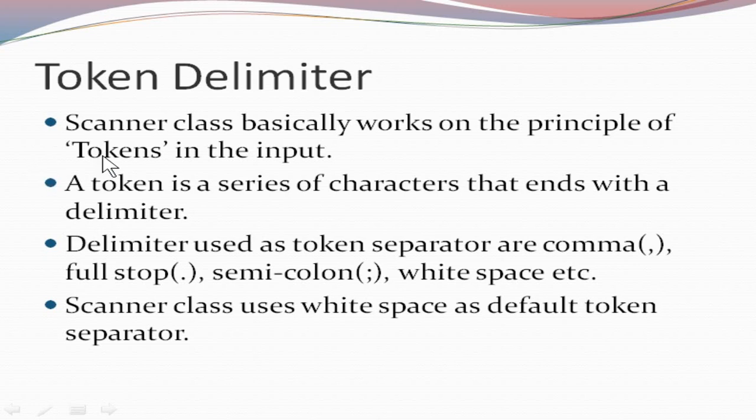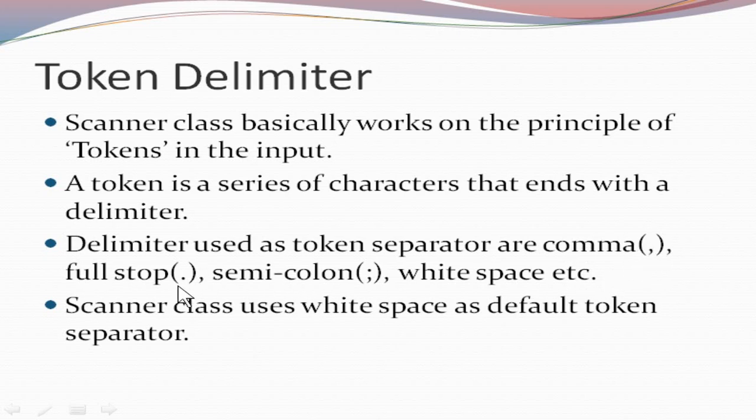Since the data is taken as tokens, you should have some delimiter. A delimiter is nothing but a separator between two data. The Scanner class basically works on the principle of tokens in the input. Each and every data is called a token. A token is a series of characters that ends with a delimiter. The delimiter is in between two elements, that is, two data. The delimiters used as token separators are comma, full stop, semicolon, and white space.